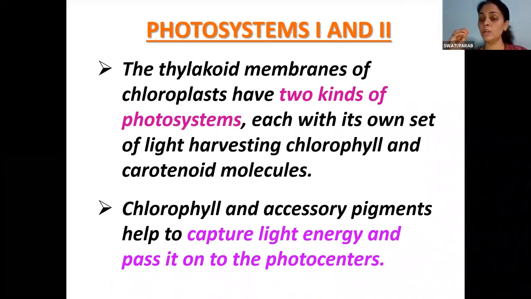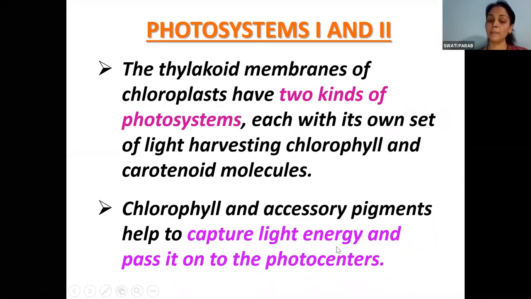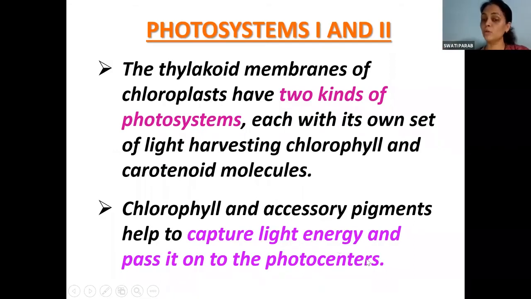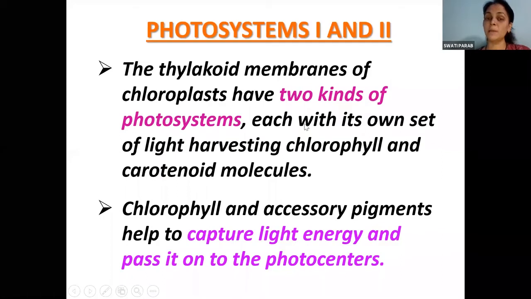They are the carotenoid molecules. We have studied this earlier. These are the accessory pigments which trap the light energy and bring it up to chlorophyll A. Then what do chlorophyll and accessory pigments do? They capture the light energy and pass it on to the photocenters. And what are the photocenters? Photocenters are PS1 and PS2. Okay.